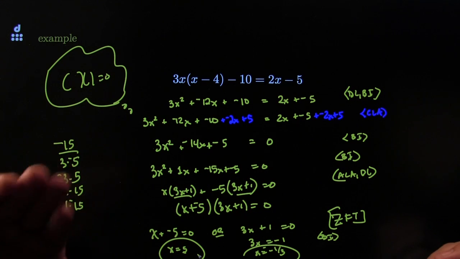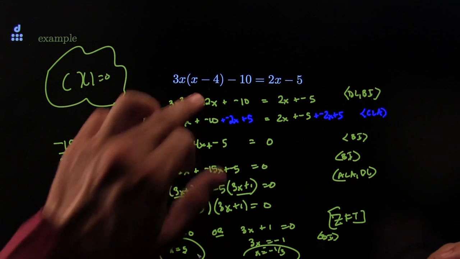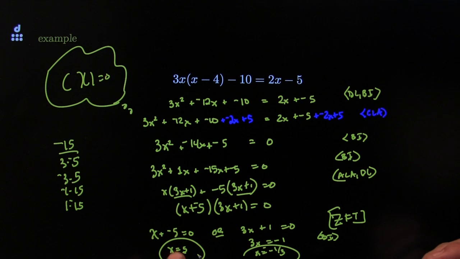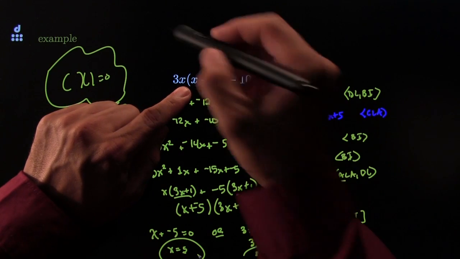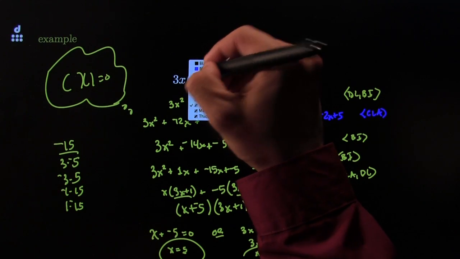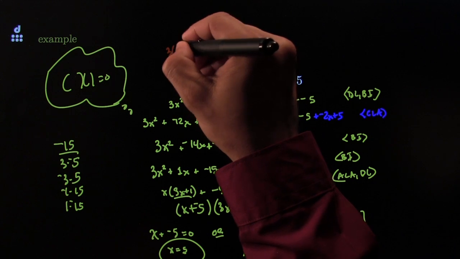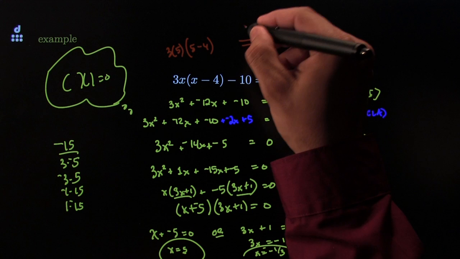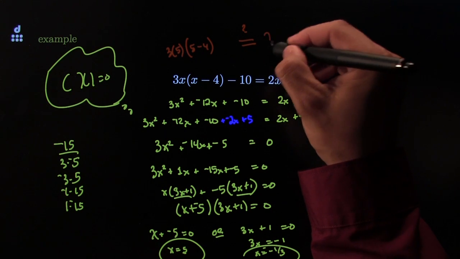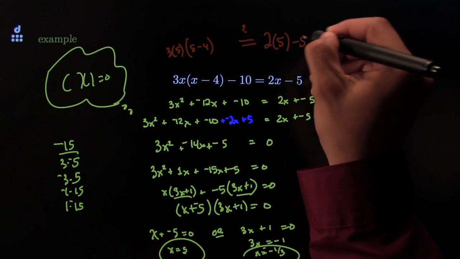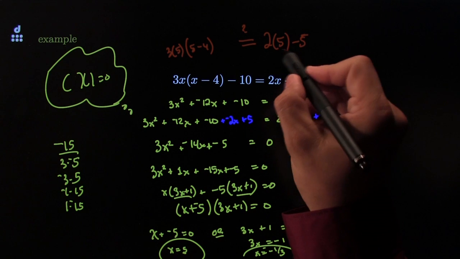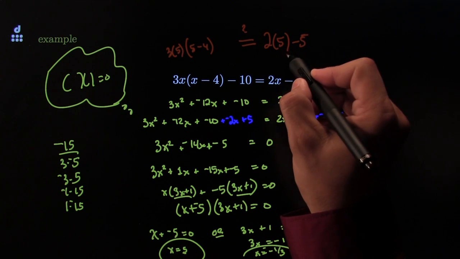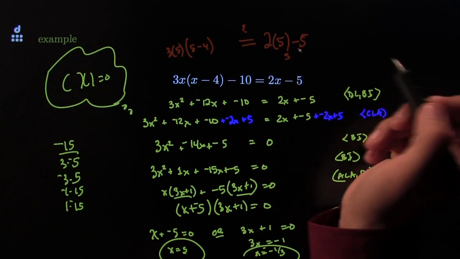It's easy to check to see if we did this right. You could take these and plug them back in here and make sure they work. For example, let's take the 5. Let's check it here. We'll check it in red. 3 times 5. How much is that? I don't know. How much is 5 minus 4? I don't know. But the question is, is that the same thing as 2 times 5 minus 5? Well, I'll do the right side here. 2 times 5 is 10. 10 minus 5 is 5.